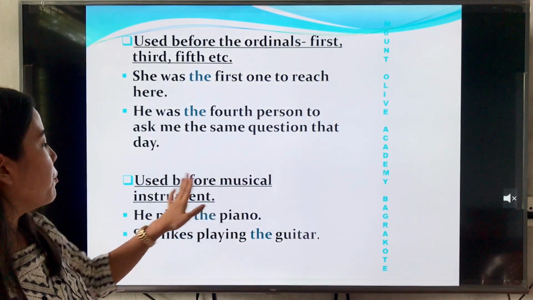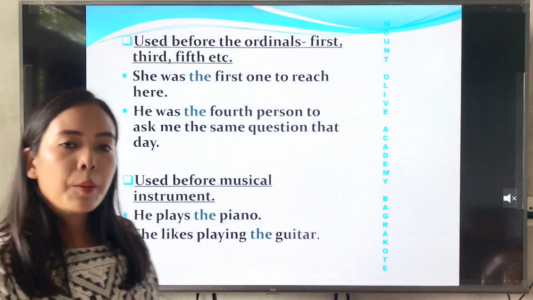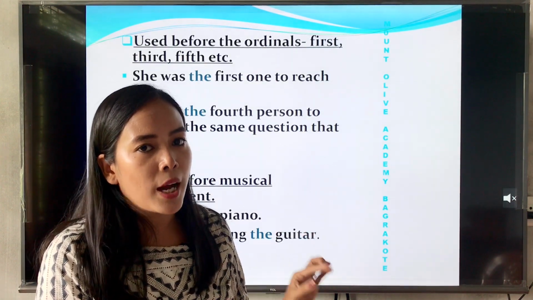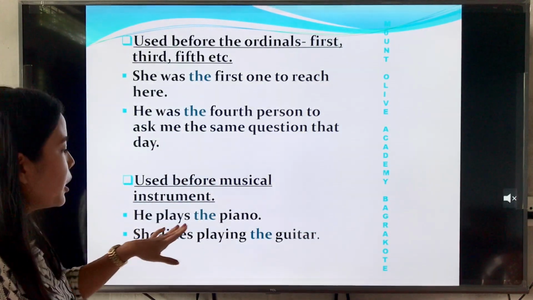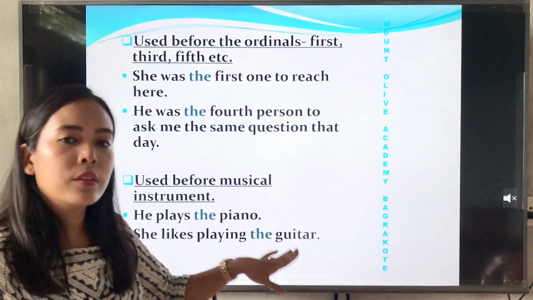Now use before musical instruments. Okay, he plays the piano. So before a musical instrument we need to use article the. He plays the piano. She likes playing the guitar.